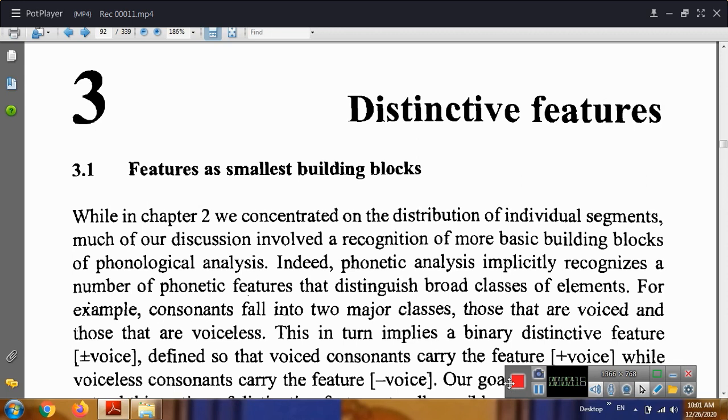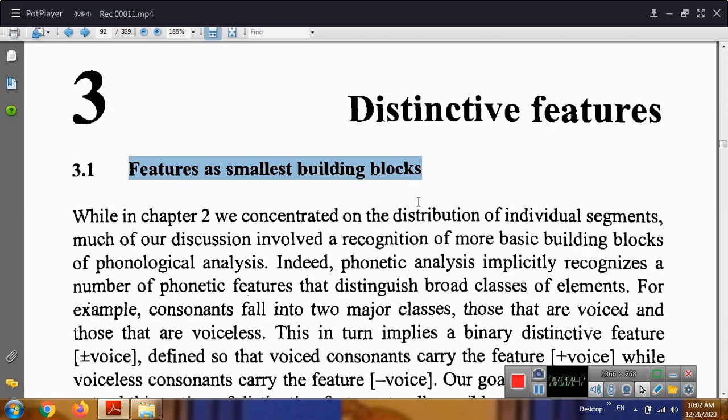Distinctive features are very important, especially in generative phonology, because we divide the sounds based on distinctive features. Knowing the distinctive features is necessary for you in phonology. You should be familiar with them if you want to analyze your data.